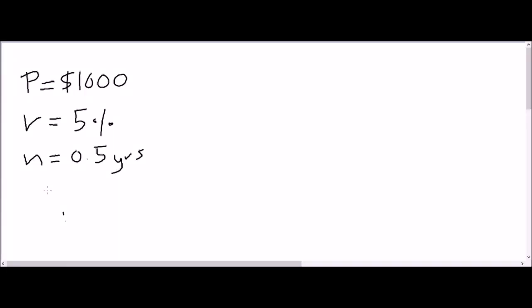So in this example, the principal is $1,000, the rate is 5%, and the time is given as 0.5 years. Now with the rate, as I showed earlier, you need to convert it from percentage in order to use it in this formula. So 5% is the same as 5 divided by 100, which is the same as 0.05, right? So that makes it easier when you're doing your calculation. So we'll use the same formula. Interest is equal to principal times rate times time.